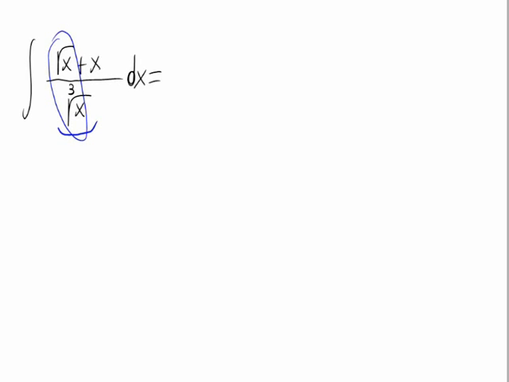We can see that we have this in common. So applying the integral properties, we could obtain from here two different integrals: the integral of the square root of x divided by the cube root of x plus the integral of x divided by the cube root of x.